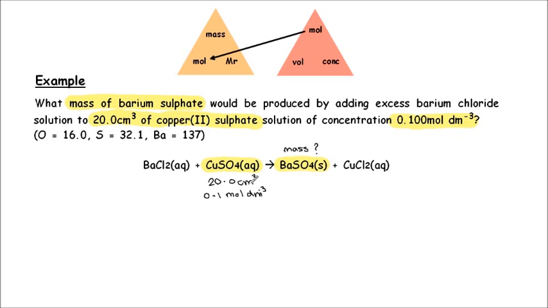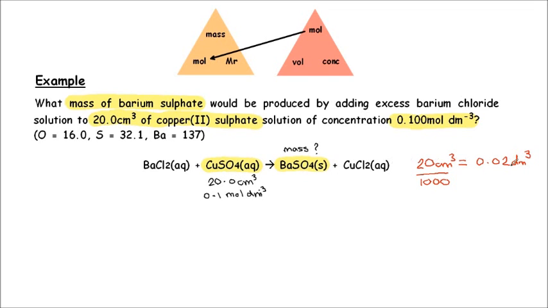Okay, next thing I'm going to do: we have got a volume here, but we've got it in centimeters cubed, and we want that in decimeters cubed. So I'm going to convert that to decimeters cubed. So 20 centimeters cubed, we divide that by 1,000 to give it to us in decimeters cubed. So that's going to be 0.02 decimeters cubed. Now that's really important, that we've got our units right. So we've annotated our equation, we've converted our units, we're ready to roll.